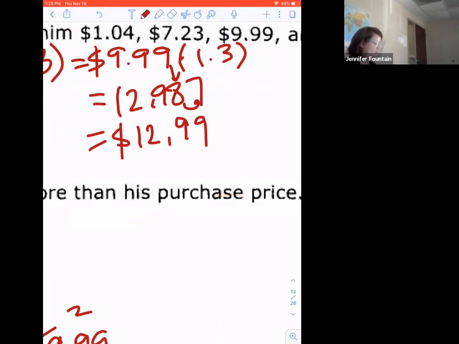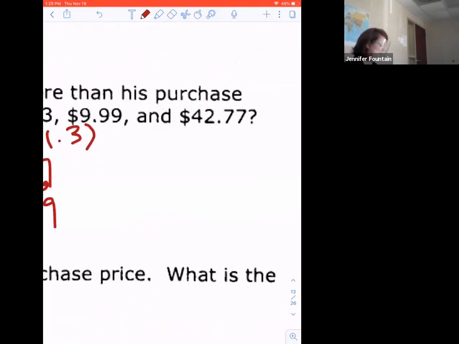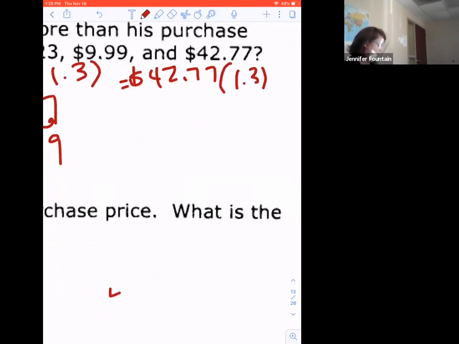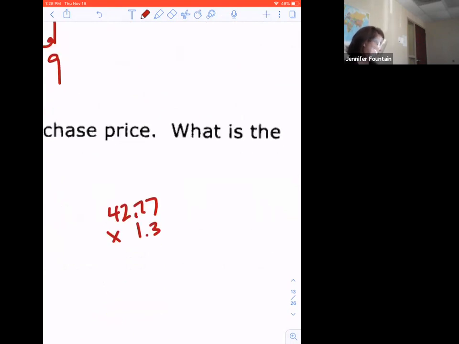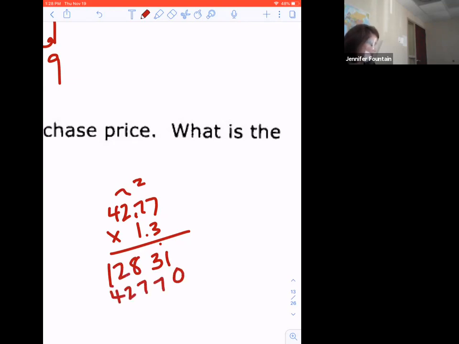All righty, now our final one, 42.77. So we're going to have our 42.77 times 1.3. 7 times 3 is 21. Put down my 1, carry my 2. 7 times 3 is 21, plus 2 is 23. Carry my 2. 3 times 2 is 6, plus 2 is 8. 4 times 3 is 12. Placeholder 0. Then I'll just have 7, 7, 2, 4.